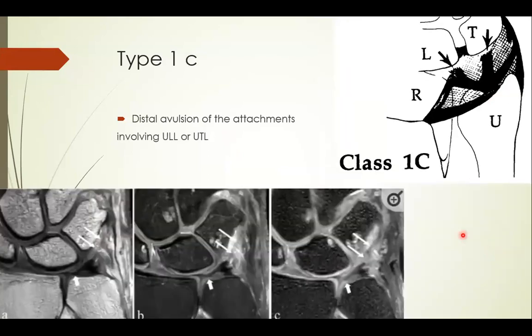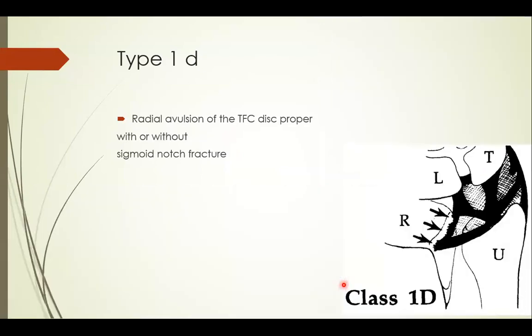1C will be a distal avulsion of the attachments involving the ulnar-lunate or the ulnar-triquetral. You can see there is a signal intensity at the ulnar-triquetral. And you can see a small tear in the attachment of the TFC disc proper also. Now, type 1D will be a radial avulsion of the TFC disc proper with or without a sigmoid notch fracture. You can see a complete avulsion here.